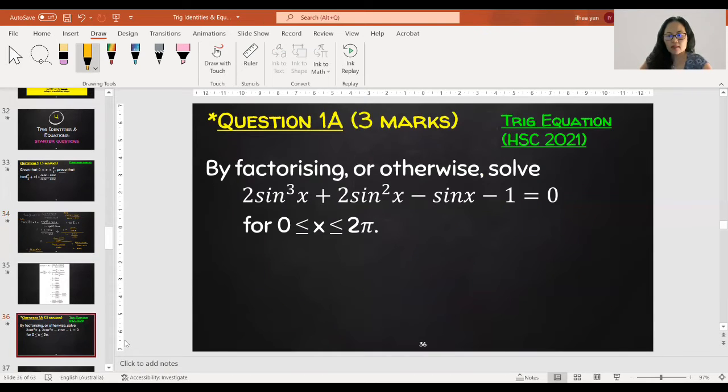Okay, another one, a trig equation. Now this is an HSC 2021 question. So let's have a look at that. It says factorize or otherwise solve it. Now this is not a proof, so you will have to find values. You're solving equations.